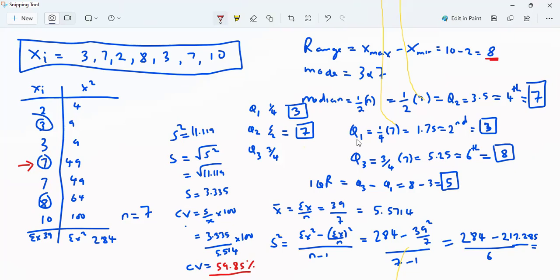The same happens with the first quartile, the lower quartile, Q1. What is Q1? A quarter of n. A quarter of 7 is 1.75, which is the second position.